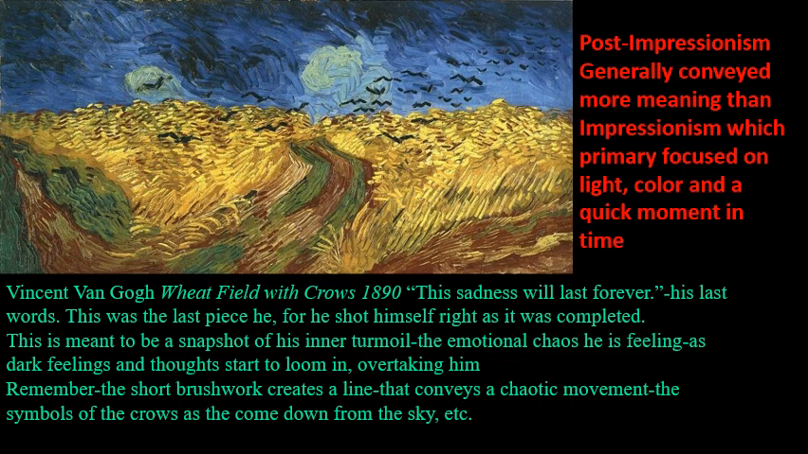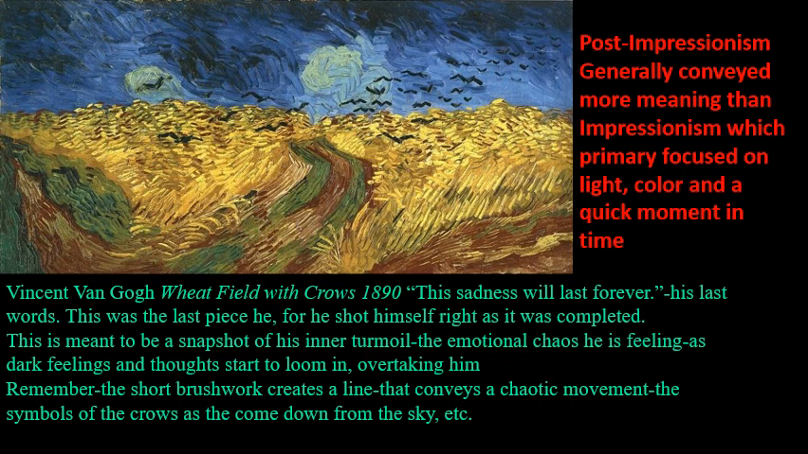This is meant to be a snapshot of where he is emotionally and mentally at this moment. We've got the short brushwork being used in this painting all over. It creates sort of this line, and that line that's repeated over and over creates this sort of crazy, chaotic movement in the entire painting. The wheat field seems to be flowing and moving in the wind, and the sky seems like it's boiling.